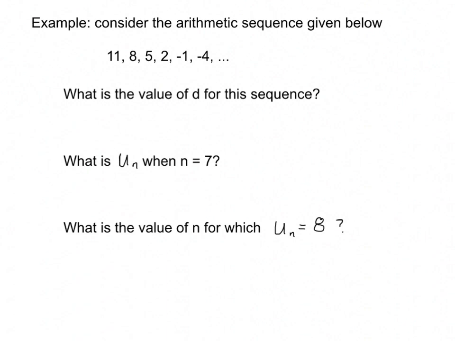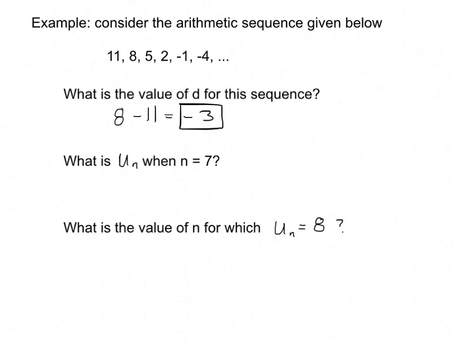Okay, so what's the value of D for the sequence? In other words, what's the common difference? Well, we said in this lesson that we can take one term and subtract the previous term to find out what the common difference is. Common difference here is negative 3.